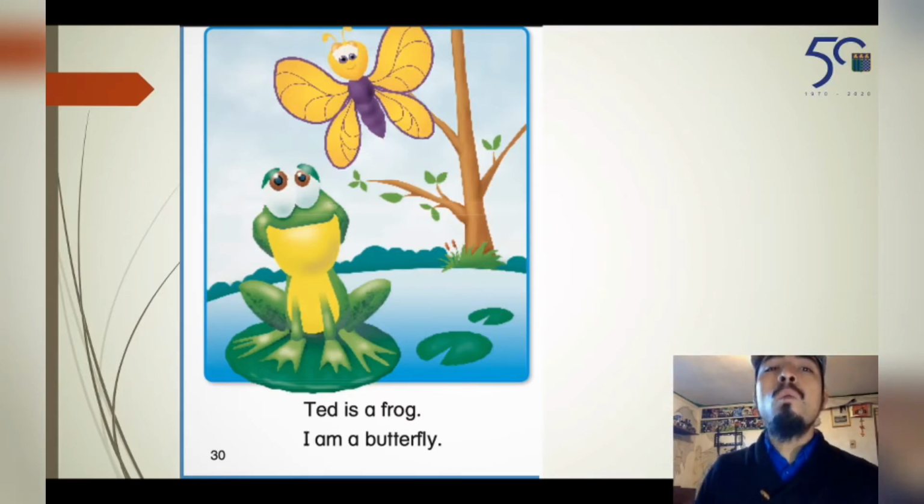Completely different. What about the parts of the body? Now, Ted has legs, big eyes, and one yellow part, something different. What about the caterpillar? Now the caterpillar is a butterfly, and a butterfly has wings, something that the caterpillar didn't have before, something completely new.